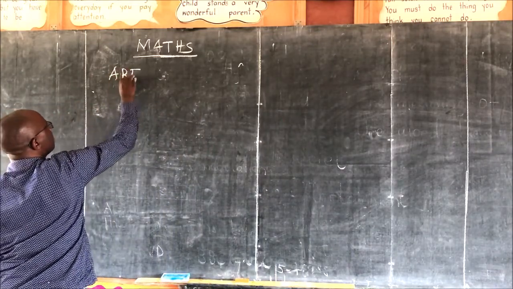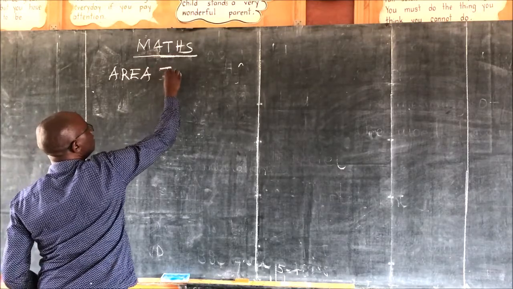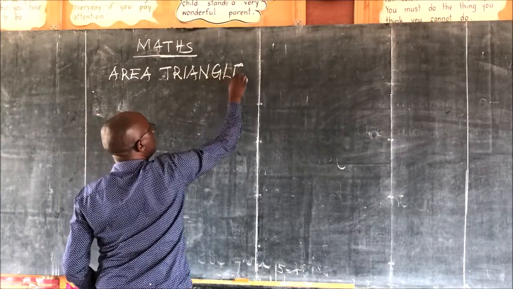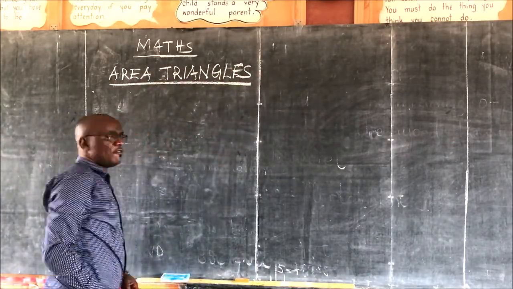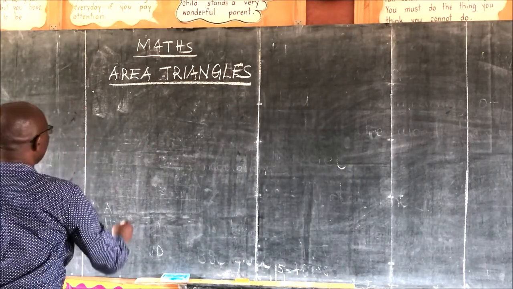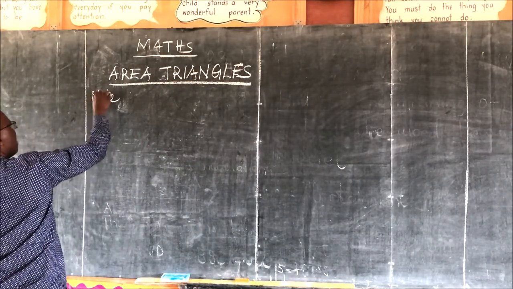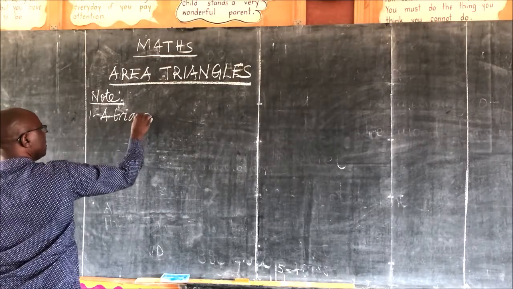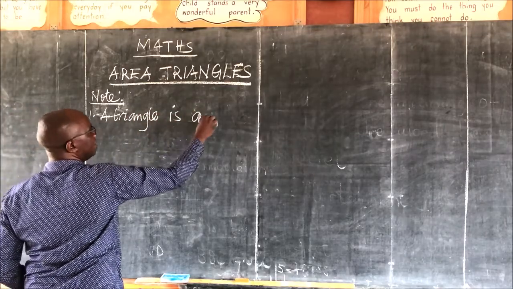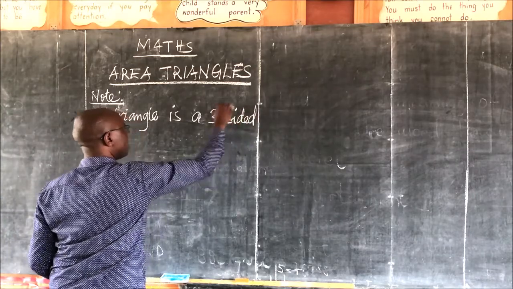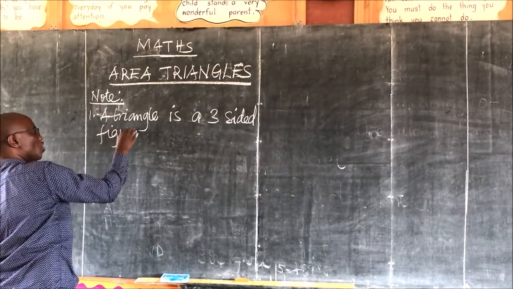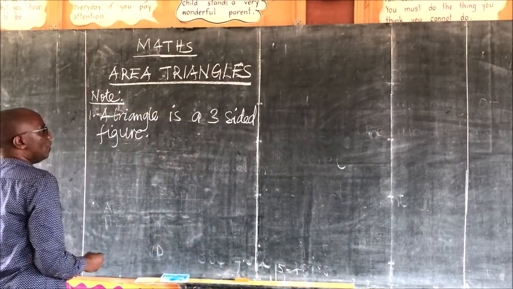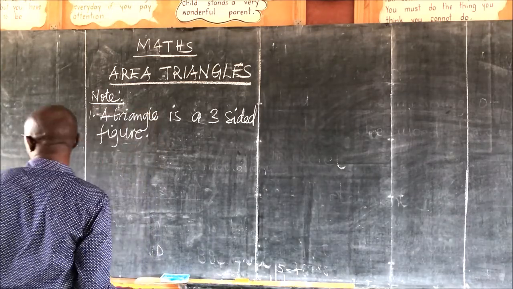Area of triangles. First of all, a triangle is a three-sided figure. So now we are going to derive the formula for finding the area of a triangle.